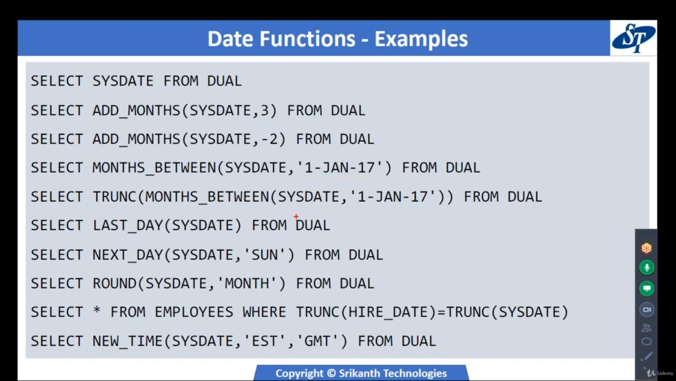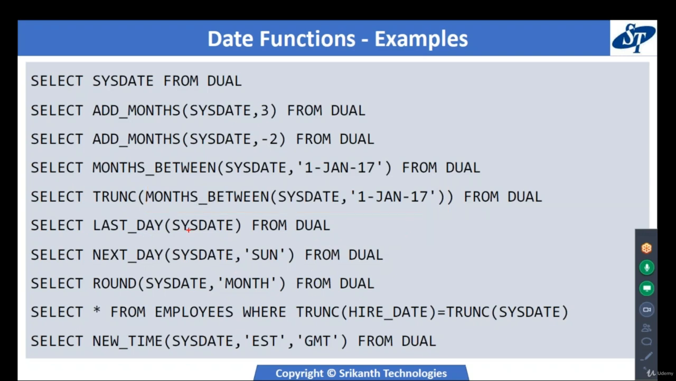We'll see some examples. And trunc is going to truncate whatever is coming from this. If it is something like, let us say, 24.15, it's going to remove that. It will give you only the exact number of months, ignoring the decimal portion.